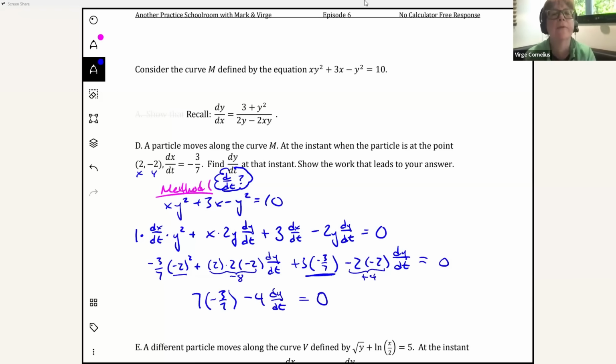I'm treating -3/7 like it's a variable. So I have like a 3q and a 4q, and so I end up with 7 of them.